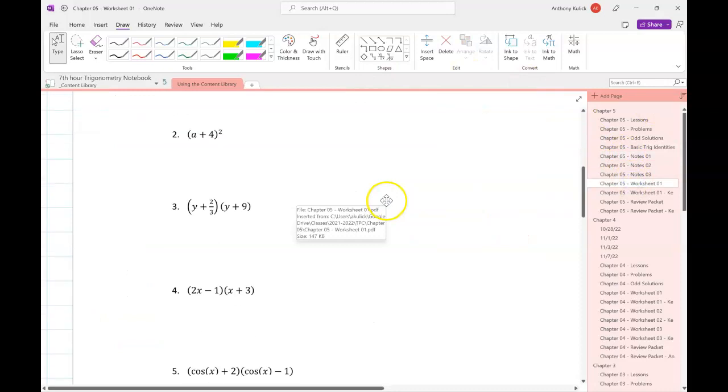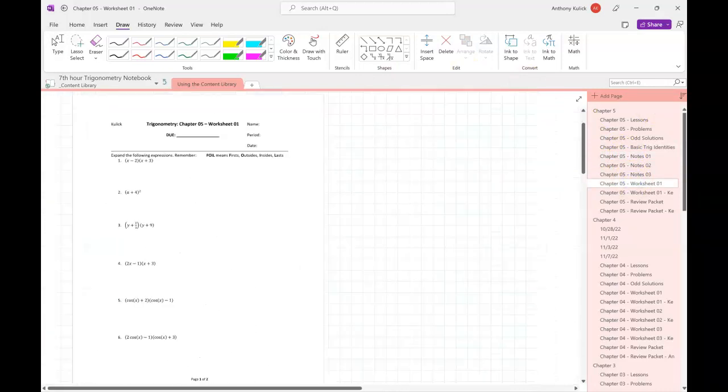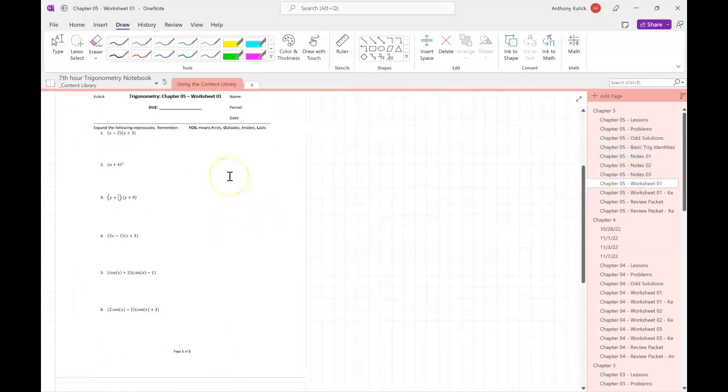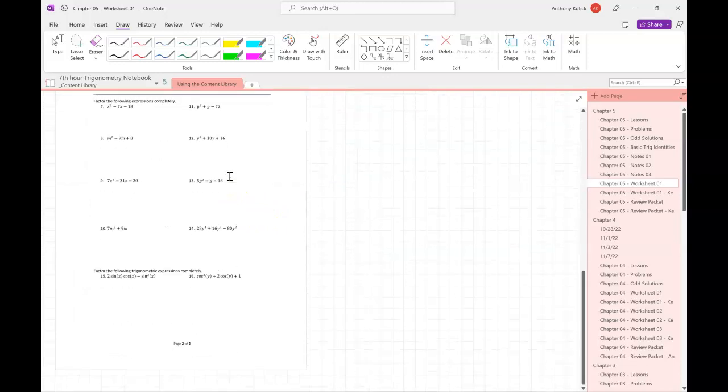For homework, I'd like you guys to work on worksheet 1, which is super exciting. It's got like 6 foiling problems and then like 10 more factoring problems. Ooh, so hard, Mr. Kulik. I know, but it'll be okay. You guys can do it. I trust you. Any questions?